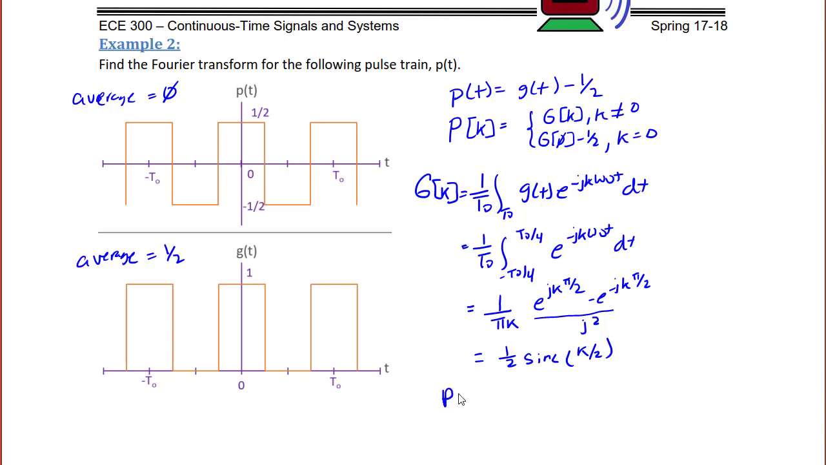So then P of k would be equal to 1/2 sinc of k over 2 when k is not equal to 0. However, it's going to be equal to g of k minus 1/2 when k is equal to 0. So 1/2 sinc of k over 2 at k equals 0 is just 1/2. So you're going to have 1/2 minus 1/2, which equals 0 when k is equal to 0.